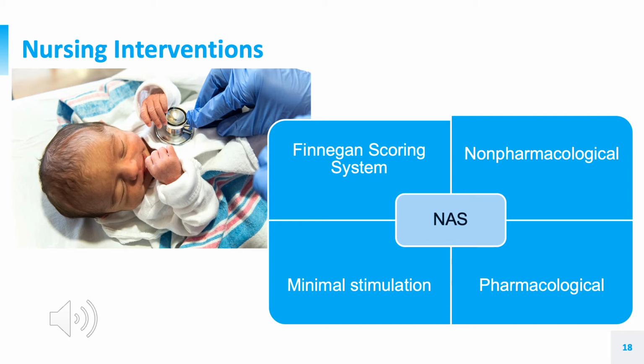Pharmacological measures. The first drug of choice used to treat an NAS baby is morphine. It is given every 3 to 4 hours, and when not successful, the secondary choice is methadone, which has a better half-life, lasting 12 hours, so the drug only needs to be given twice a day to the baby, but it does prolong their hospital stay.